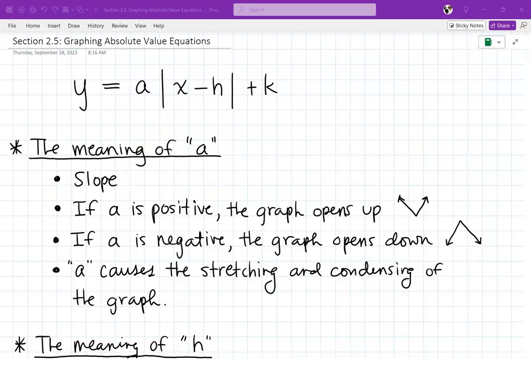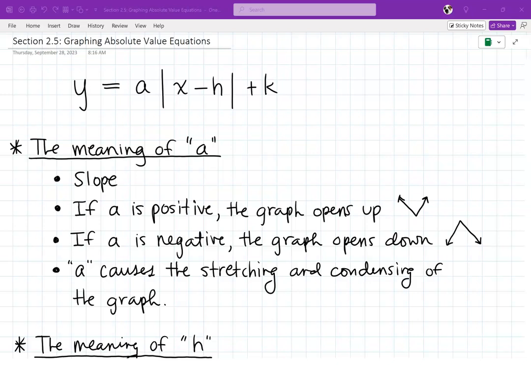All right, so we are doing section 2.5, graphing absolute value equations. And I wrote out the standard equation for an absolute value. Normally, if you write it out in standard form, it's y equals a times the absolute value of x minus h, plus k. That's the way it's normally supposed to look.